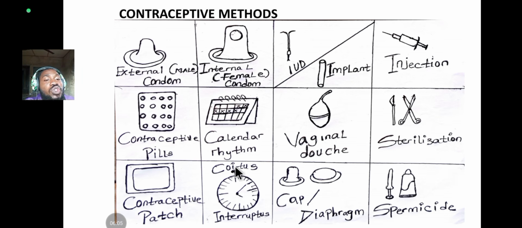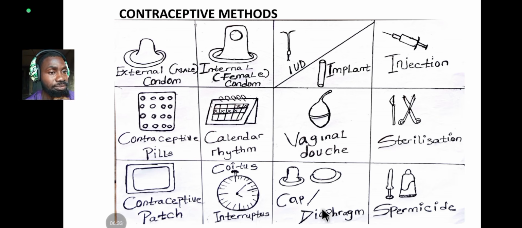All right. We also have coitus interruptus. This one is also called the withdrawal method, whereby during sexual intercourse, when the male is about to ejaculate, he pulls out his penis, and instead of ejaculating inside the woman, he ejaculates outside. All right, so this prevents sperm from getting into the vagina and into the uterus.